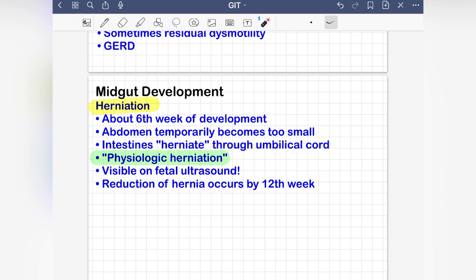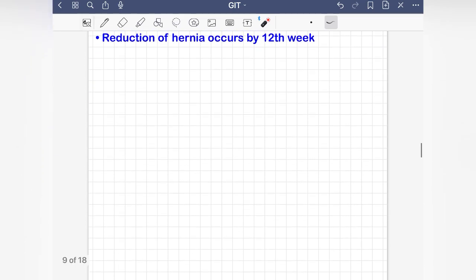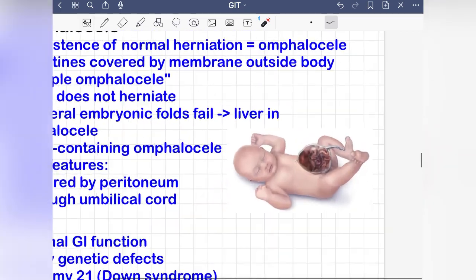When the membrane only contains intestines, it's called simple omphalocele. Normally, the liver does not herniate. However, if the lateral embryonic folds fail to form, then the liver can sometimes be in the omphalocele. This is a more complex defect. This is called liver-containing omphalocele.